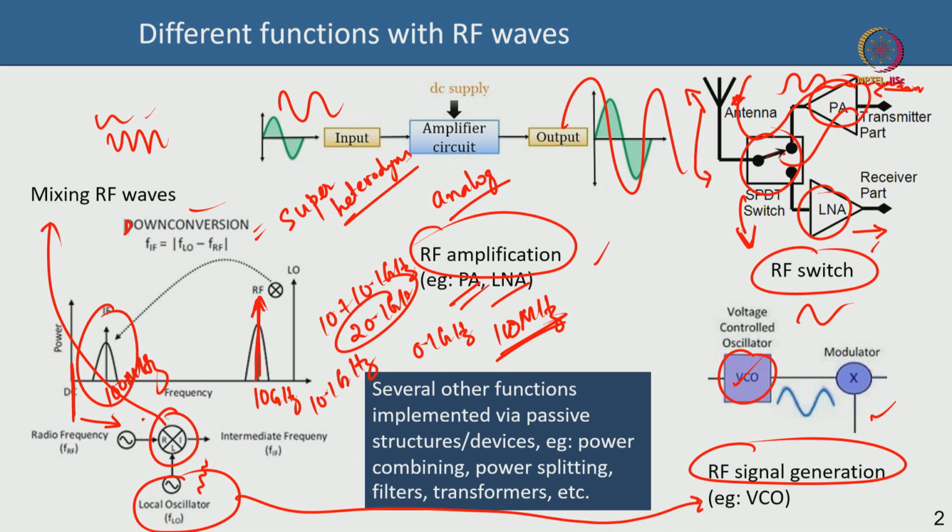For instance, you have to combine the power of RF, power combining, power splitting, you can do that on the semiconductor material, on the chip, and that does not necessarily need an active device. You can use a more passive device, you can use microstrip lines, transmission lines on the semiconductor substrate to do things like power splitting, power combining, transformers, filters, so many things are there. These are passive devices, but active devices are RF switches, RF amplifiers, RF signal generation, things like that. So just please keep that in mind.